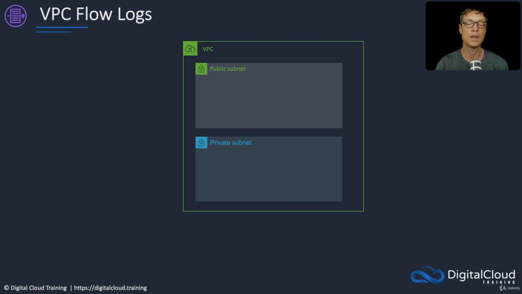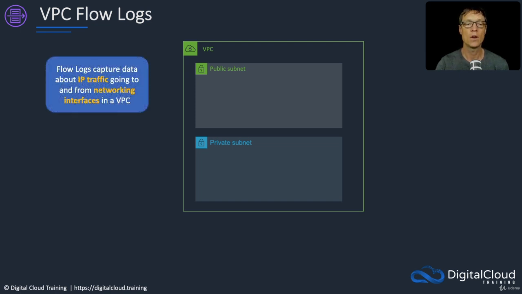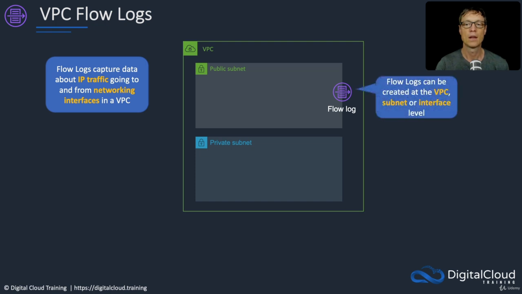So we've got a VPC here with a couple of subnets. Flow Logs will capture the data about the IP traffic that goes to and from network interfaces within this VPC. So where do we attach it? Well, there's a few places. We can attach a flow log to a subnet. We can also attach one to a VPC, and we can attach one to an Elastic Network Interface. So we're attaching it to an EC2 instance.